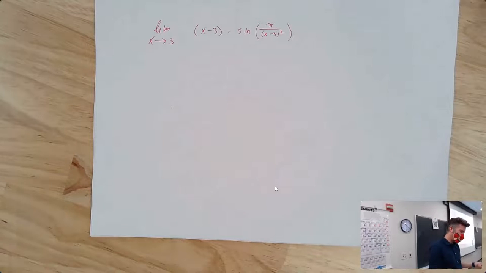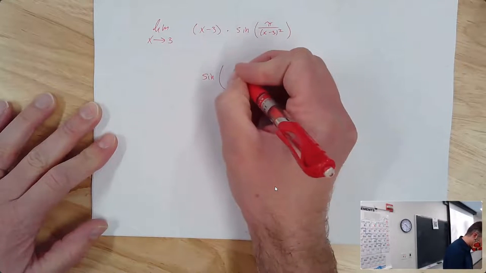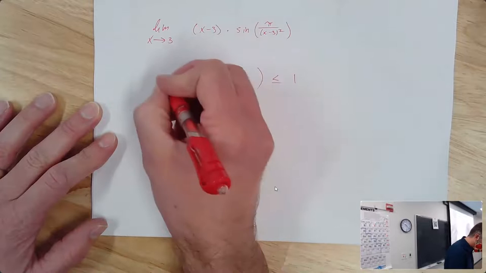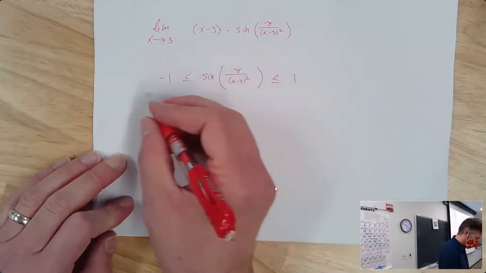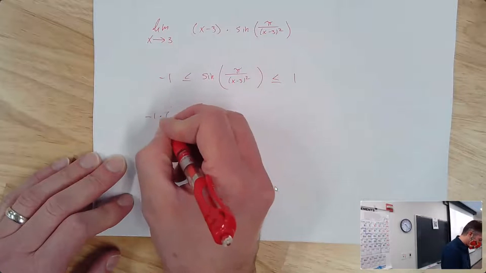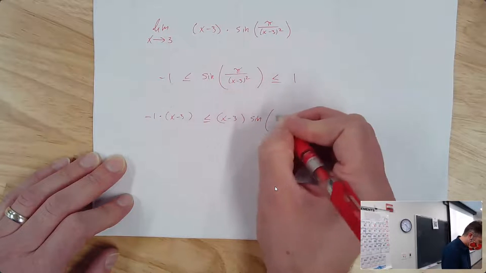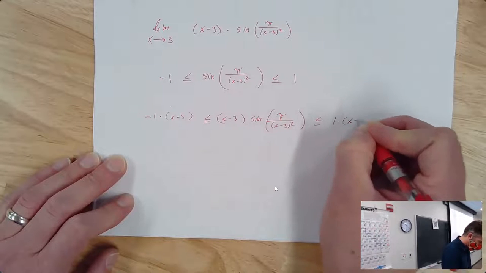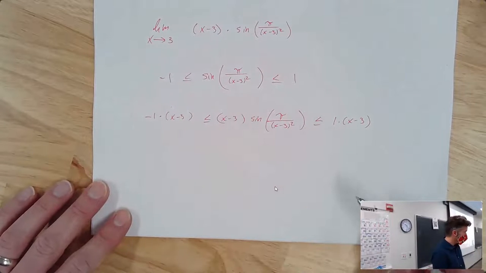But let's hope I've done this okay. We can certainly say the sine of whatever, in this case pi over x minus 3 squared, is certainly between 1 and negative 1. For sure. 100%. No doubt about it. And then we can definitely multiply everything by x minus 3. All right, and now we're going to take the limit of the outer boundaries.